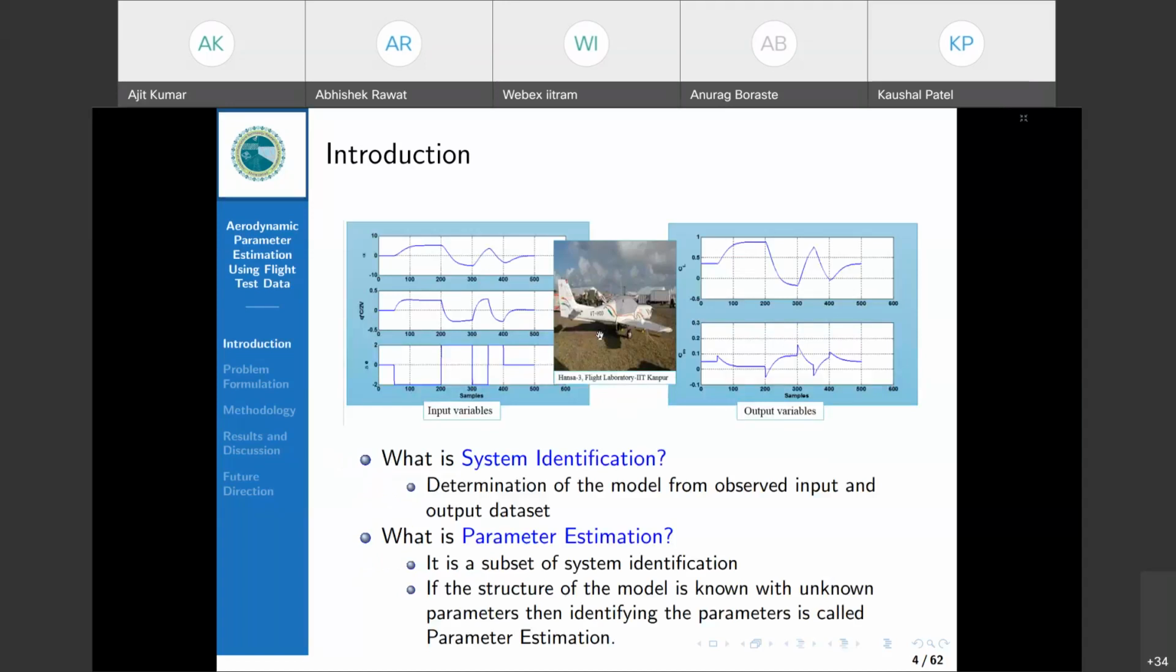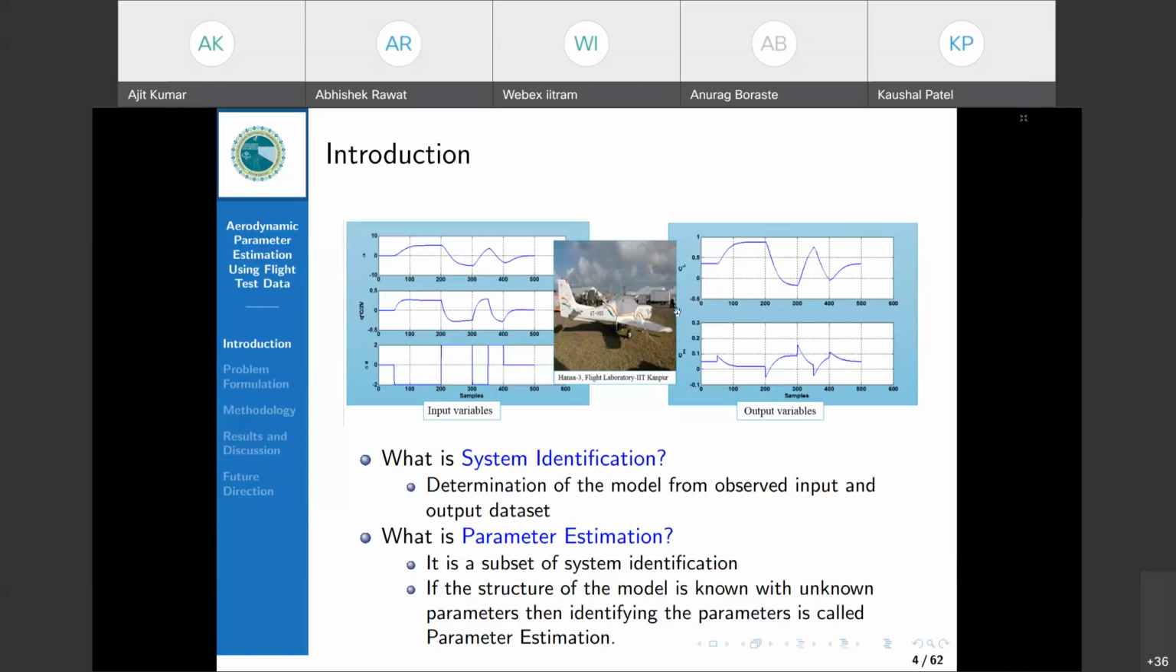Now there's parameter estimation. Parameter estimation is a subset of system identification, and as I said, system identification is the determination of a mathematical model from observed input and output data sets. In this example, you can see we have an aircraft, which is essentially Hansa 3 from the Flight Laboratory, IIT Kanpur. Just for reference, I have put input data and output data. Input variables contain alpha, which is your angle of attack, pitch rate, normalized pitch rate, and elevator angle. For output, I kept CL and CM, which are your lift coefficient and pitching moment coefficient.